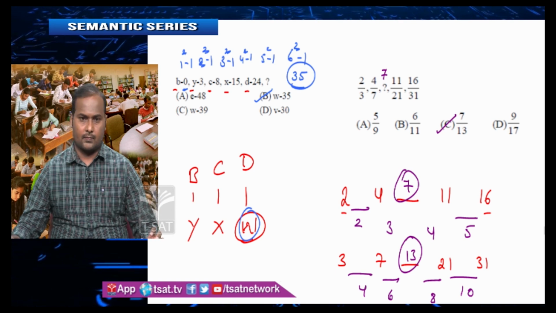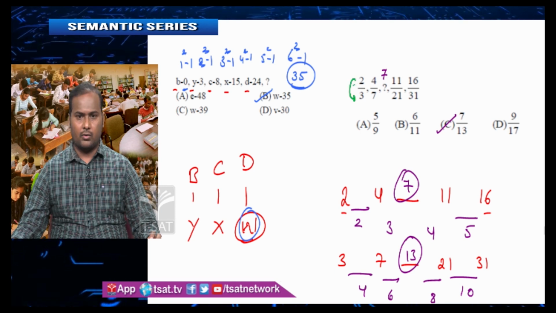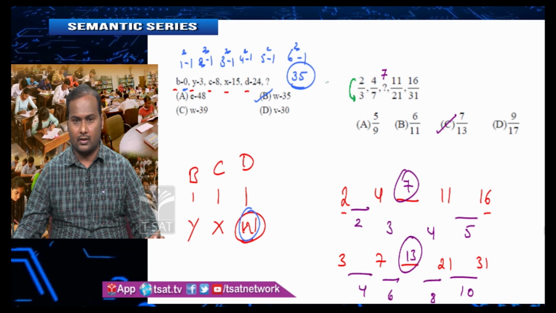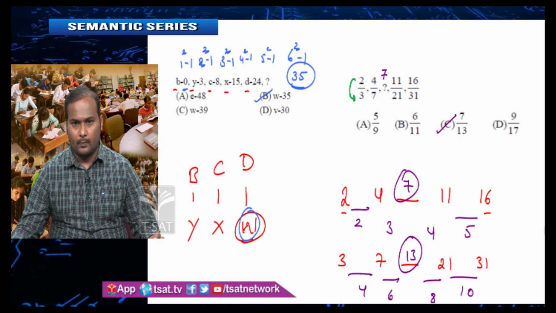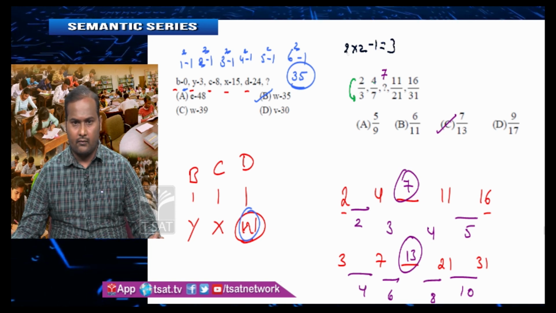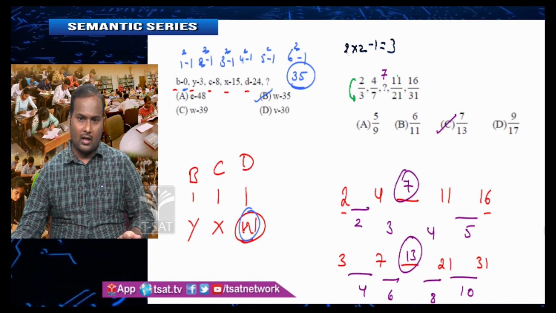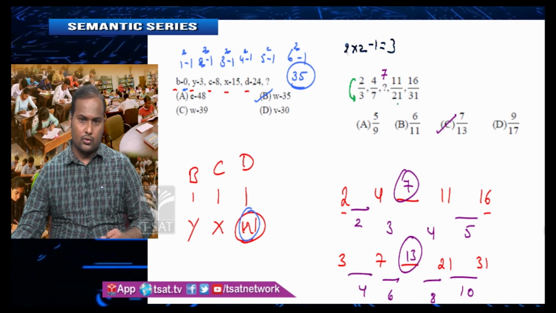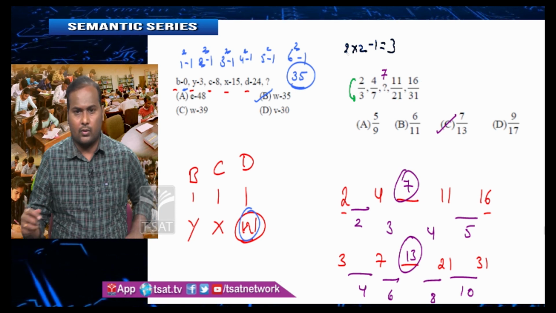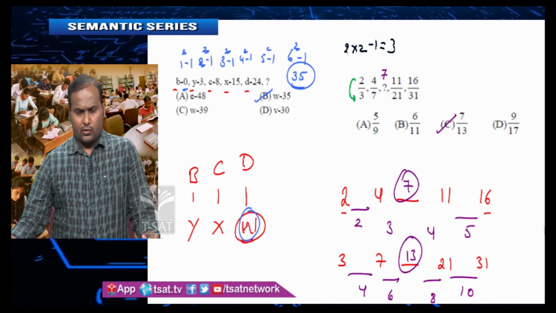Students may think like this also. Another way of thinking about this question: here 2, 3. If you see, the numerator to denominator is increasing by 2, like 2 into 2 minus 1. For example, 2 to 3: 2 into 2 is 4, minus 1, that will be 3. In the same way, 4 to 7: 4 into 2 is 8, 8 minus 1 is 7. 11 by 21: 11 into 2 is 22, 22 minus 1 is 21. In the same way here also, 16 by 31: 16 into 2 is 32, minus 1 is 31. So you need to check the options here also.